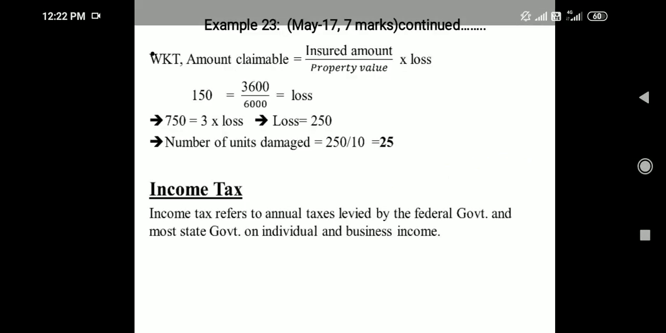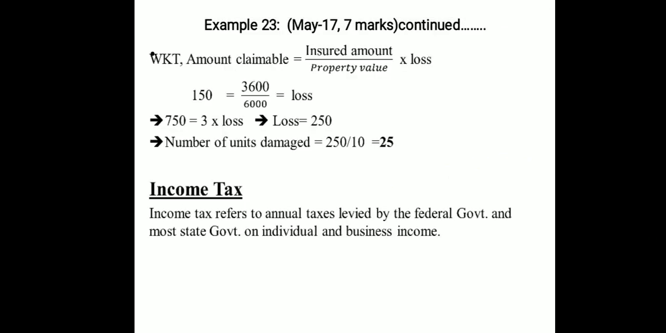Next step is you have to determine the number of articles destroyed. So we know that amount claimable equals insured amount divided by property value multiplied by loss. What is given here? Amount claimable is given, that is rupees 150. Insured amount I have calculated, 3600, and property value we have determined, that is 6000.